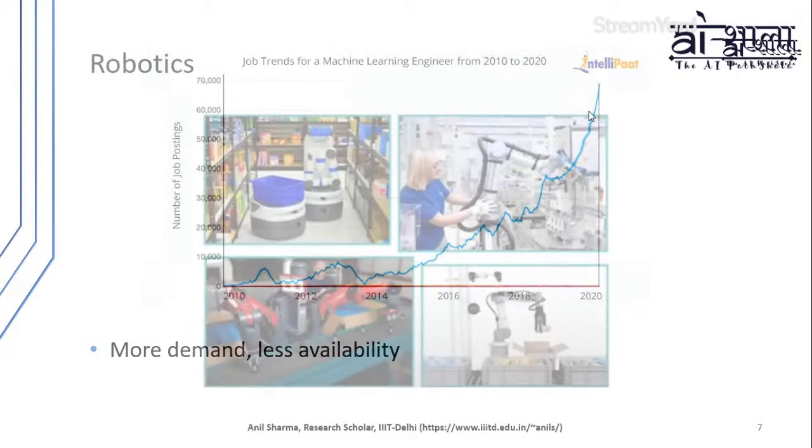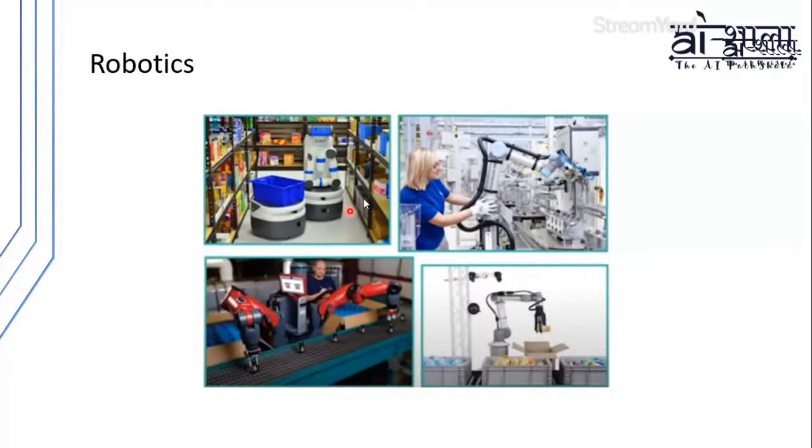So let's talk about robotics. I'm showing four figures here. There are two robots. One is holding a tray, and one actually has a scanner at the head, and it is doing some maneuvering.